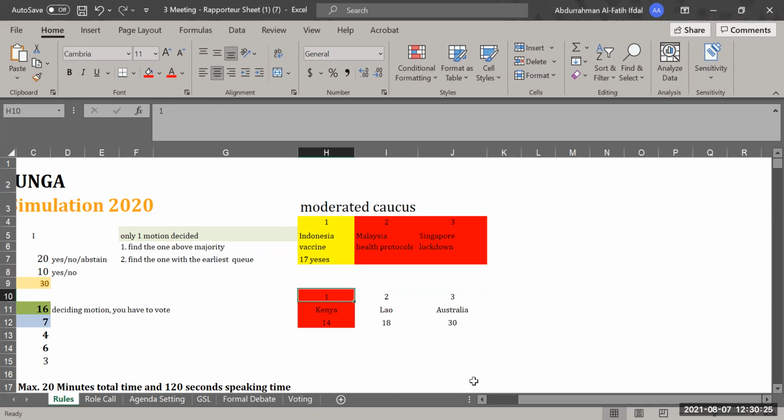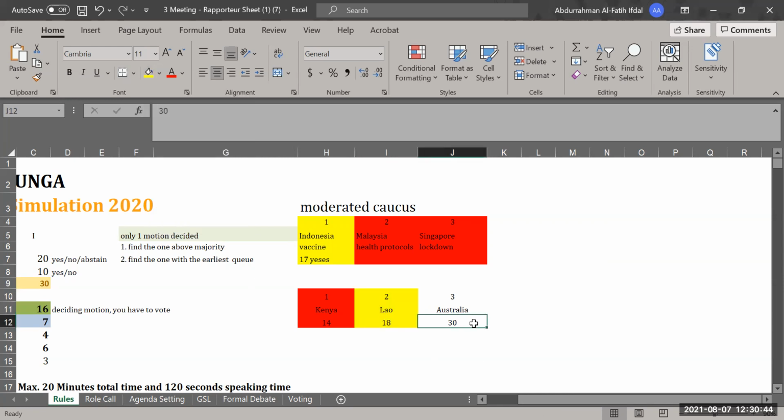Laos in this case already reaches 16. It reaches 18, which is more than 16. And there's no country after Laos who fulfills all the 2 requirements, which means that Laos will be decided as the winner. The motion by Laos will be chosen and will be discussed.